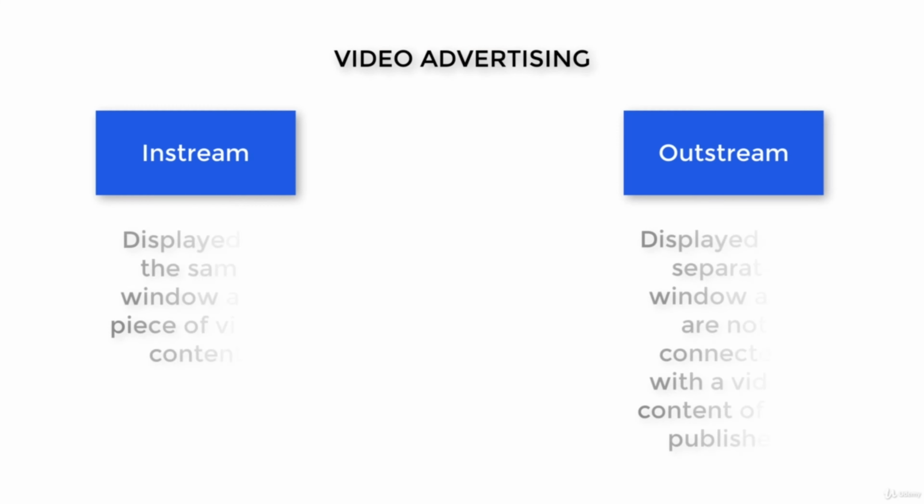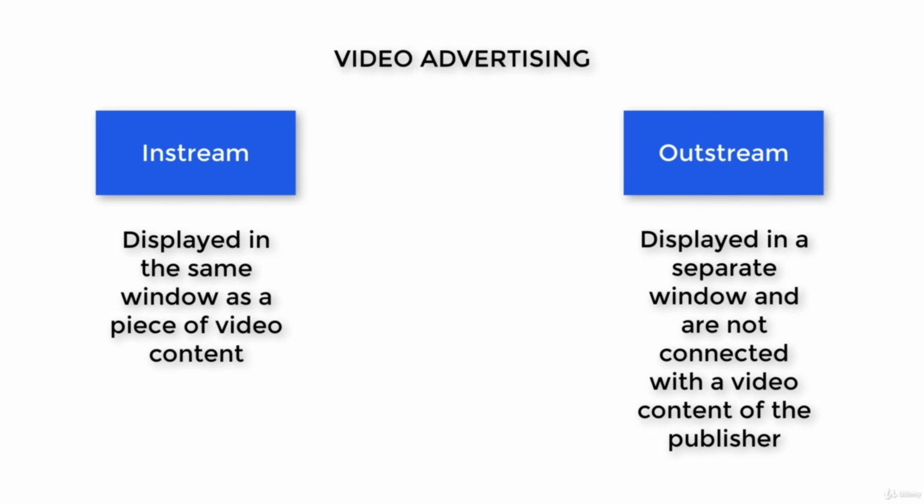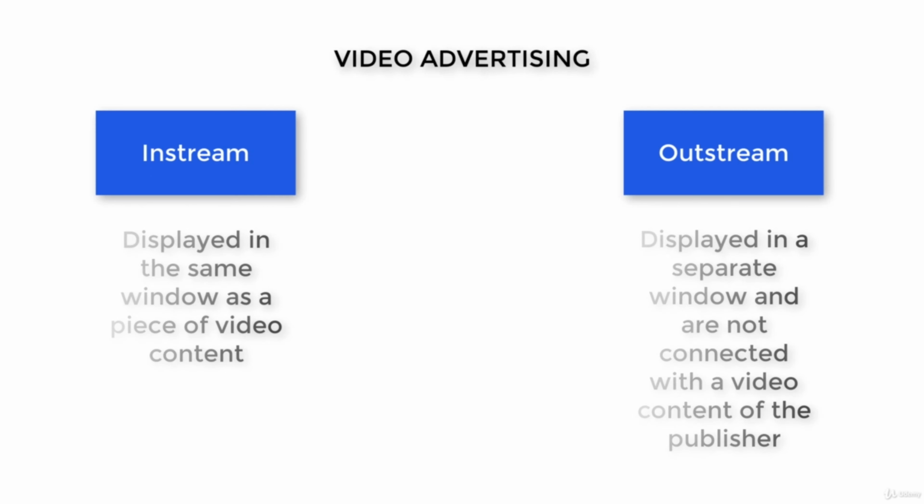These are the most common and popular videos which you can use in your marketing to grow your channel and acquire potential customers. In-stream ads are displayed in the same window as a piece of video content, and Outstream ads are displayed in a separate window, and are not connected with the video content of the publisher. They appear usually in non-video based editorial content.